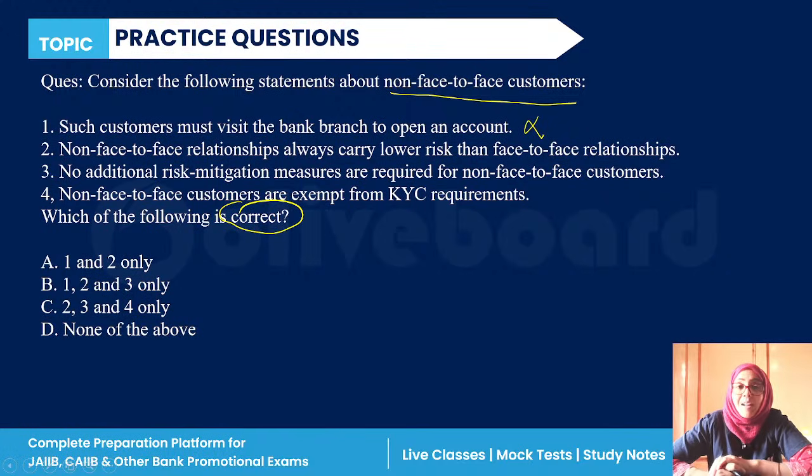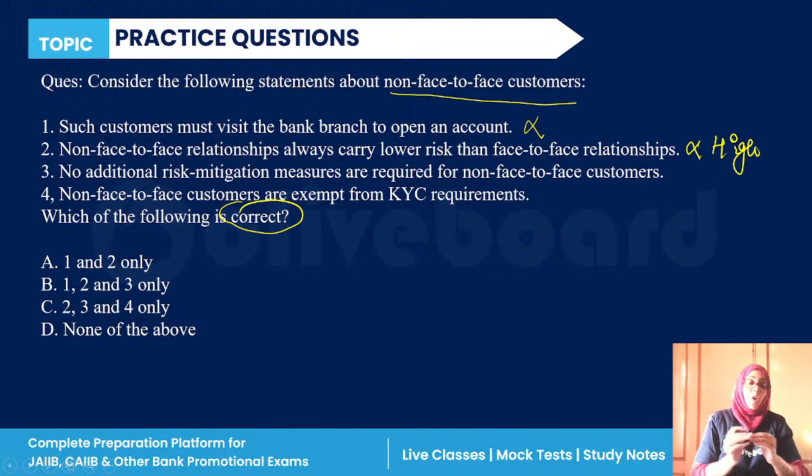Second: non face to face customer relationship always carries lower risk than face to face relationship. They actually carry high risk. If you are a non face to face customer, you are a more risky customer than the face to face customer.